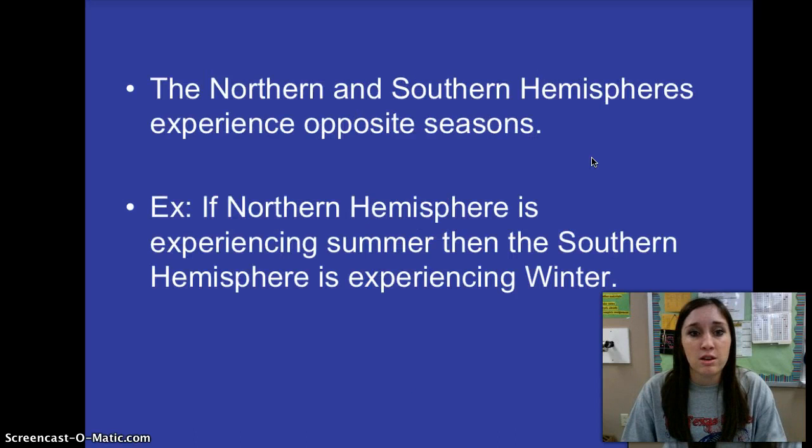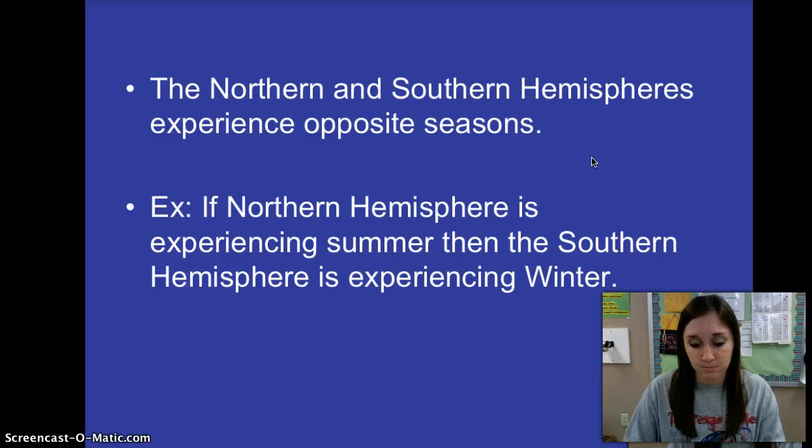The northern and the southern hemispheres experience opposite seasons. So what that means is, if we are experiencing right now winter, that means the southern hemisphere is experiencing summer. When we experience spring coming up, the southern hemisphere is experiencing fall. When we experience summer, like in June and July, the southern hemisphere is experiencing winter. When we have fall, like coming back to school, the southern hemisphere is experiencing spring.